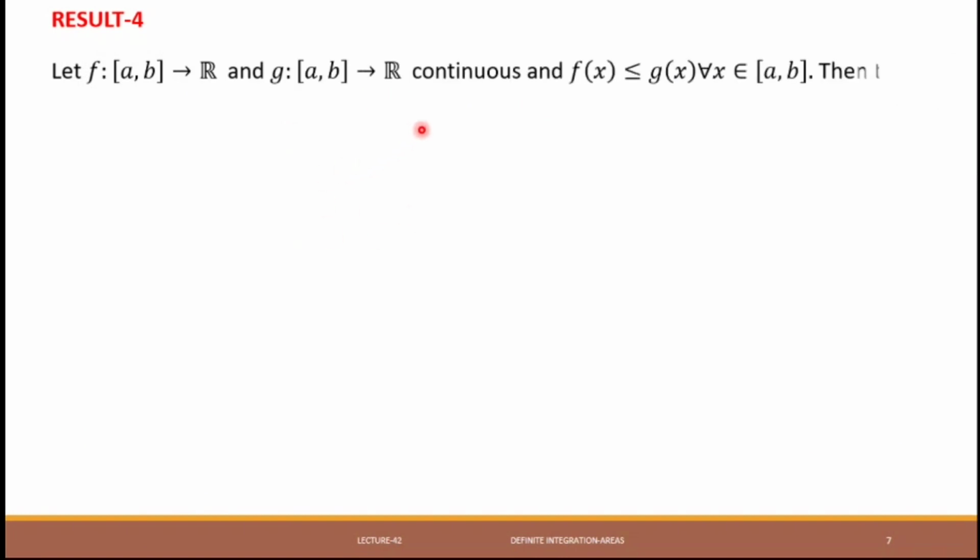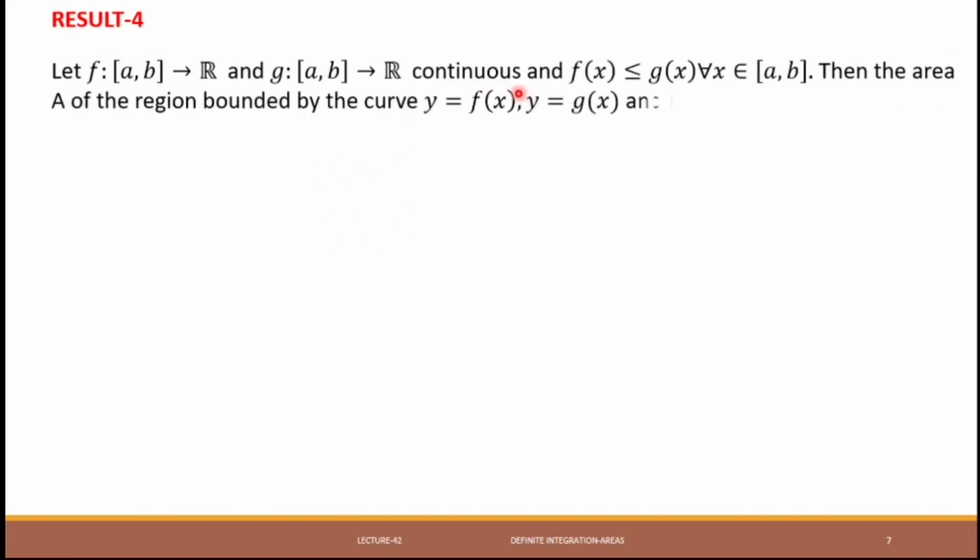Let me discuss the next result. Here is the statement of the next result. Let f and g be two continuous functions defined on the closed interval [a, b], and f(x) is less than or equal to g(x) on the closed interval [a, b]. Then the area A of the region bounded by the curves y = f(x), y = g(x), and the lines x = a and x = b is given by... Before having a look at the formula, let me explain the statement of the result with the help of a graph.